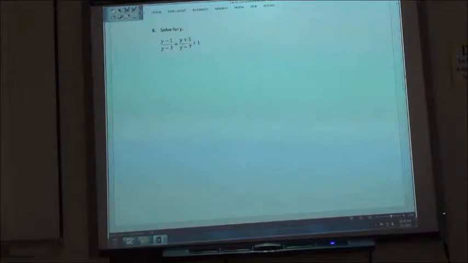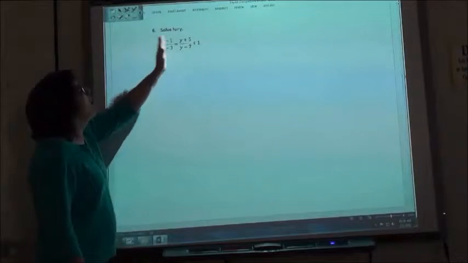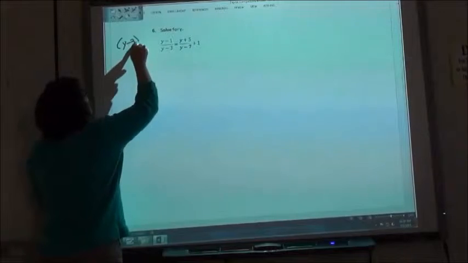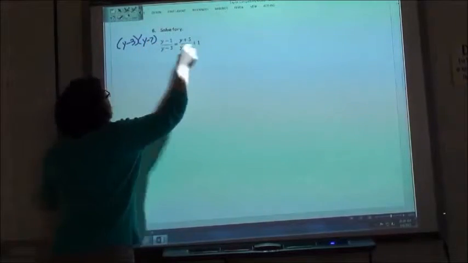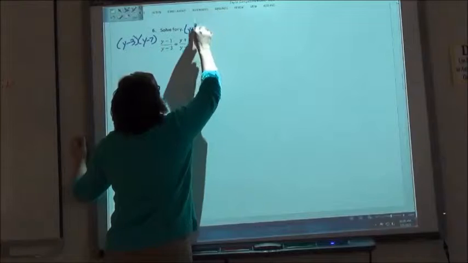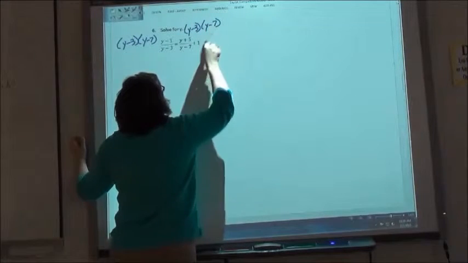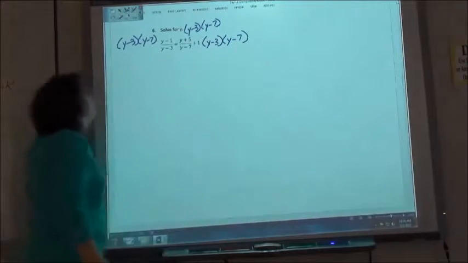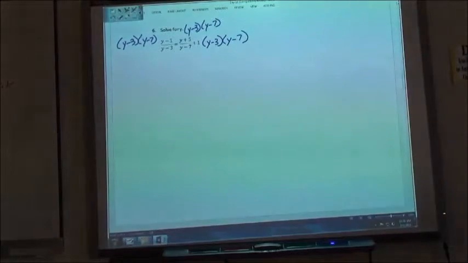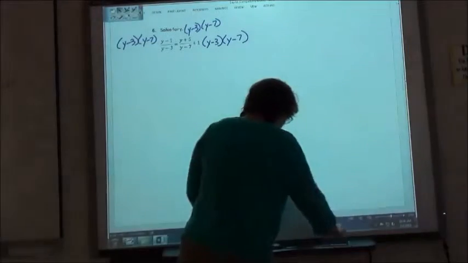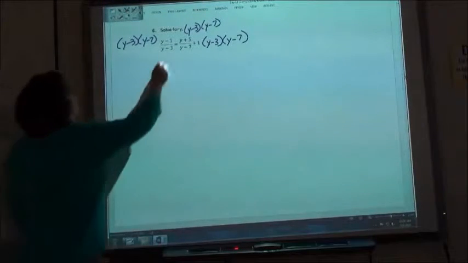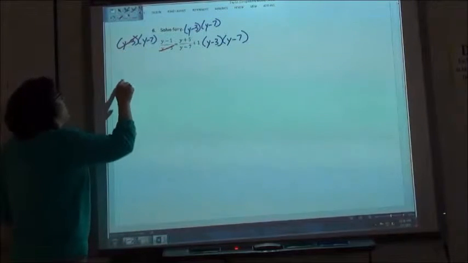Okay. I think this is the last long one, and then we get to some shorter ones. So, our common denominator is going to be y minus 3, y minus 7. So we're going to multiply everything by the y minus 3 and the y minus 7. What's going to happen on the first one when we do that? Okay, the y minus 3 is going to cancel out. So you're going to have y.